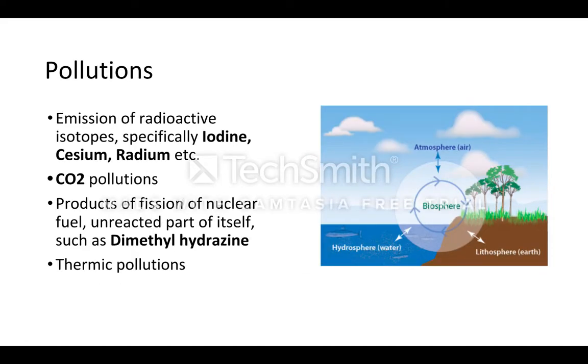Let me move to the pollution. During the nuclear tests, two types of pollution occur. First of all, it's the exposure of such elements as iodine, cesium, radium, which are related to the radioactive, CO2 pollutions, and products of the fusion of nuclear fuels, such as dimethyl hydrazine, and also thermal pollutions. As you know, the environment is co-integrated. The atmosphere, hydrosphere, and lithosphere interconnect with the biosphere, and it is chained by a sphere.